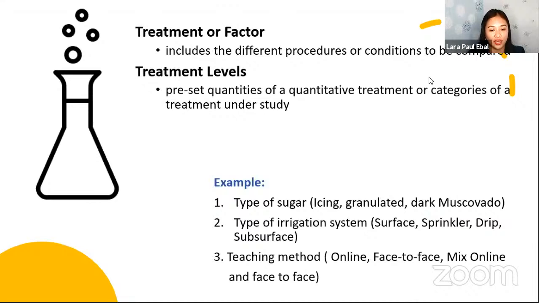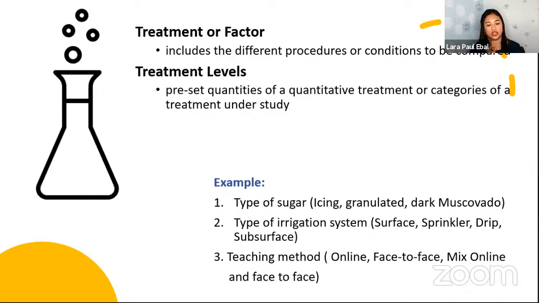And then, to formally define a treatment: treatment, or sometimes we call it a factor, includes the different procedures or conditions to be compared. So you have the intention to compare those procedures or conditions, or formulations or applications or methods. These procedures or conditions are actually your treatment levels. These are the preset quantities of a quantitative treatment or categories of a treatment under study. For example, just to give you an idea, we have the type of sugar. You really want to compare these different types of sugar in terms of sweetness when they are applied to cakes. These types of sugar include the icing, the granulated, and the dark muscovado. These are the types that you want to compare, so these are your treatment levels.